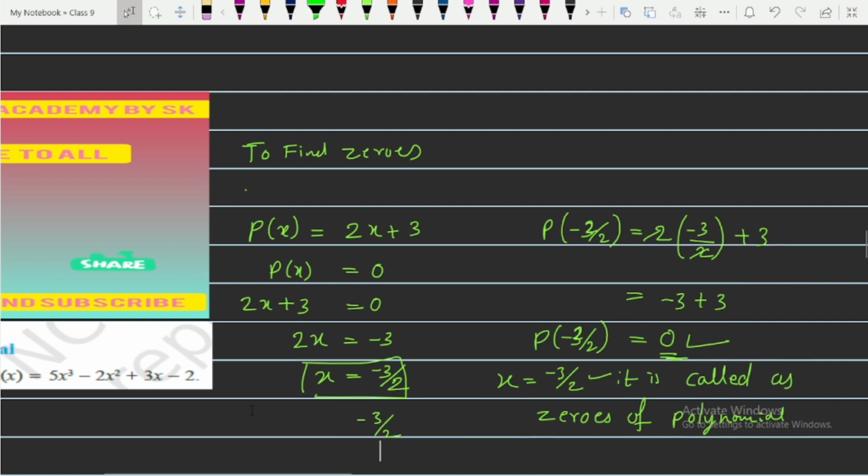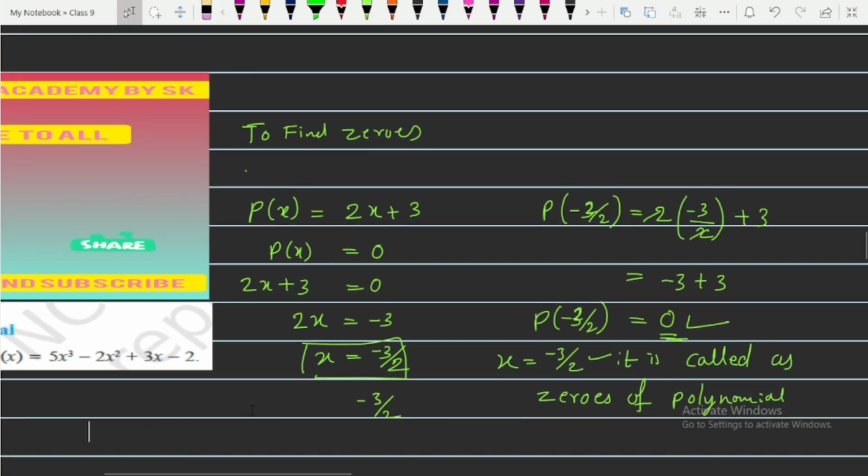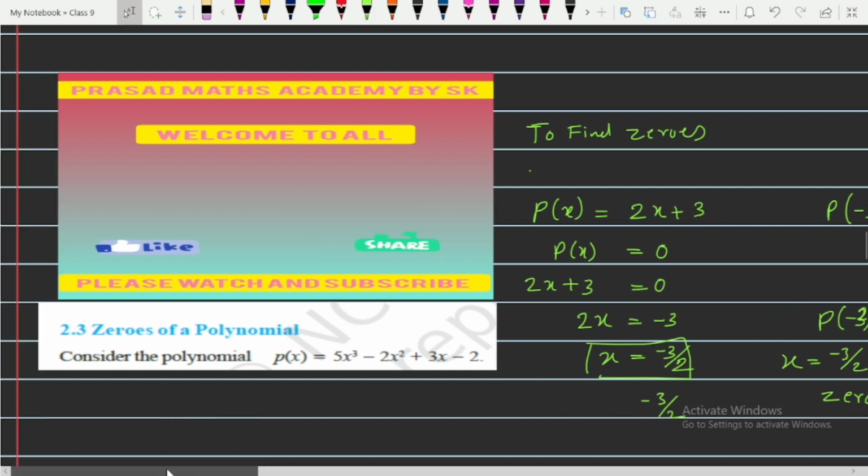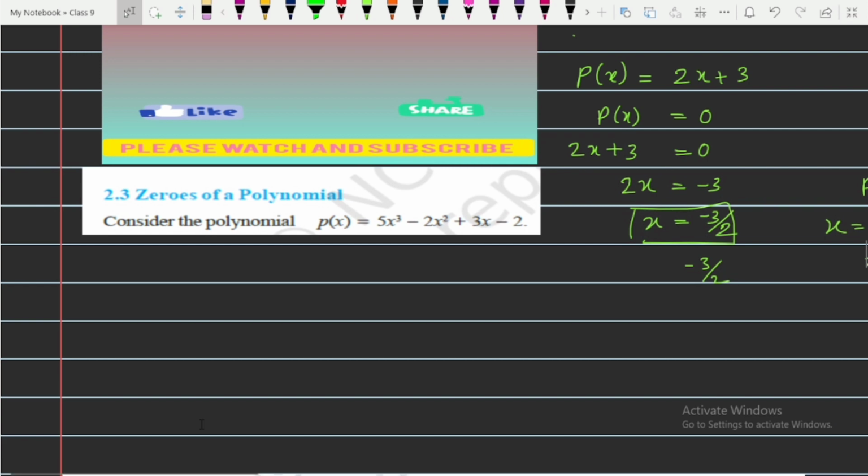In the same way, for any polynomial, when you put a value, for example here I will put p of 1. Here p of x is taken as one polynomial, p of x equal to 5x cube minus 3x minus 2x square plus 3x minus 2. I want to find the value of the polynomial at x equal to 1. So when we check this value, it is 5 into 1 cube, minus 2 into 1 square, plus 3 into 1, minus 2.